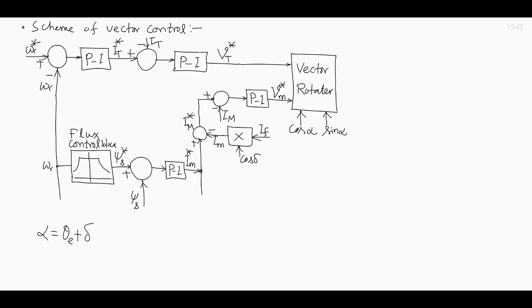So, psi s makes angle alpha with the alpha axis, so that psi alpha s is psi s cos alpha and psi beta s is psi s sin alpha. This you can verify from the initial first phasor diagram.